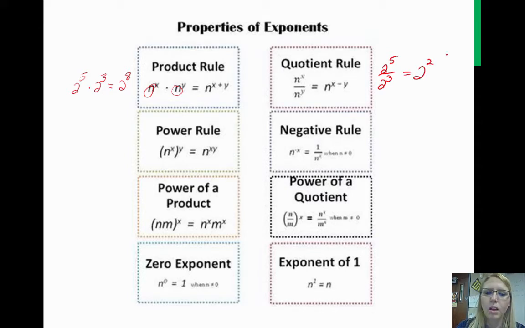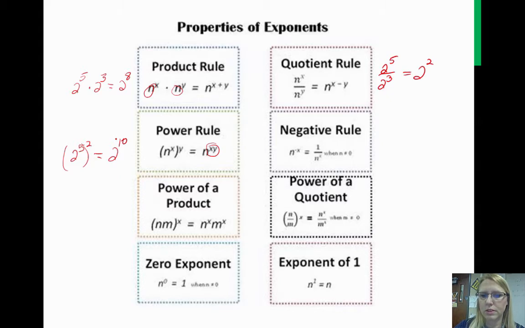Okay, in the power rule, you have an exponent of an exponent. So because of that, you are actually going to be multiplying the exponents together. So if I had 2 to the 5th to the 2nd, this would be the same as saying 2 to the 10th. I'm multiplying those two exponents together.